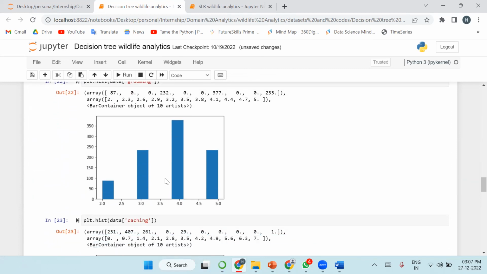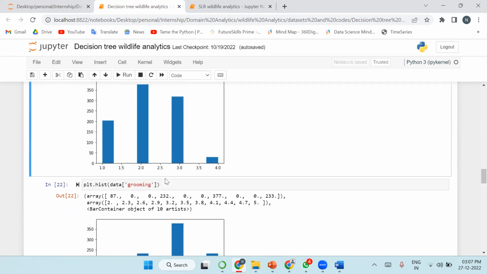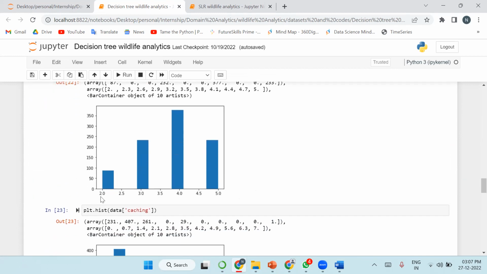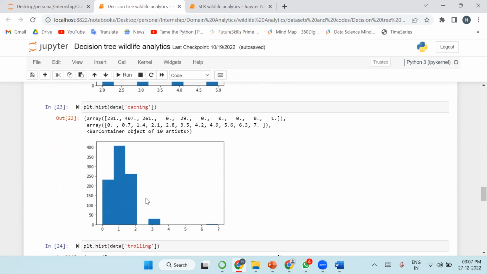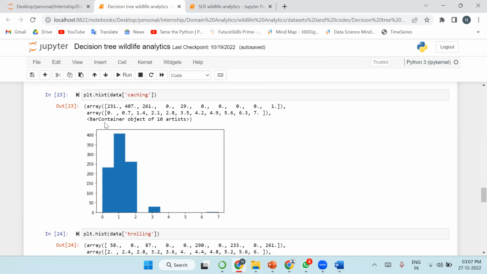For grooming, we can see a significant difference between all of these. So it's 1.01, 1.5, 2, 2.5, 3.3, 3.5, and 4. So here you can see the difference itself starts from 2, 2.5, 3, 3.5, etc. And then we have cacking, that is 0, 1, and 2 has a lot of distribution. 1 has a lot of distribution in it, and 3, and then 7 has the least.